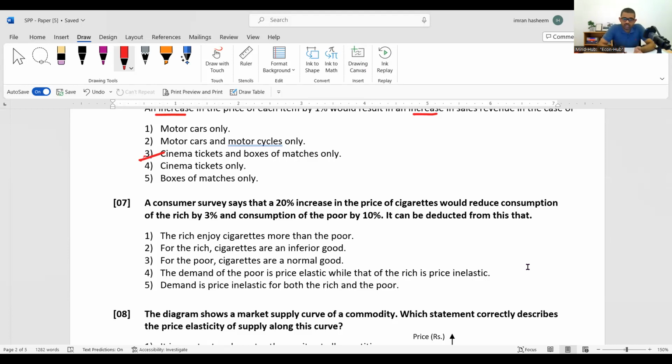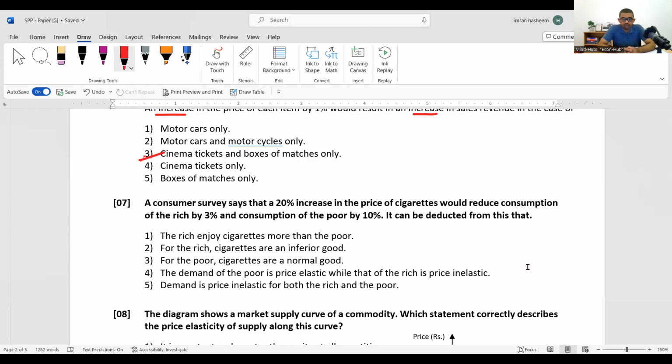Because we are not given YED information. For the poor, cigarettes are a normal good. Again, difficult to comment. We don't know because YED information is not given. We can't say that for the poor, cigarettes are a normal good, because even for inferior goods, when price changes, demand will change according to the law of demand. Get it? And for the rich and the poor both, it's inelastic demand. So we can't say that only for the poor it's a normal good.